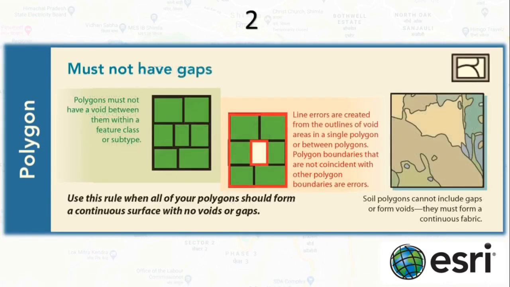Next is must not have gaps. This rule requires that there are no voids within a single polygon or between adjacent polygons. All polygons must form a continuous surface. An error will always exist on the perimeter of the surface. You can either ignore this error or mark it as an exception. Use this rule on data that must completely cover an area, for example soil polygons, which cannot include gaps or form voids. They must cover an entire area.